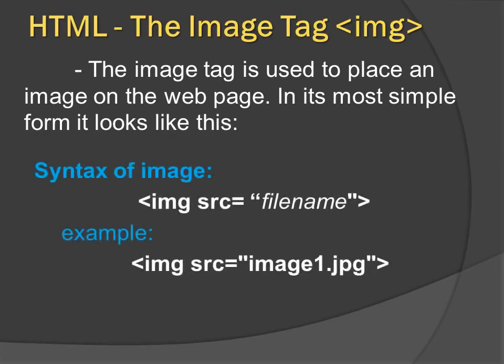With the IMG and then its attribute source and then the file name. So we have an example here. IMG source equals, if your file name is image1, don't forget to include the extension name, .jpeg or .jpg. So image source equals image1.jpeg.